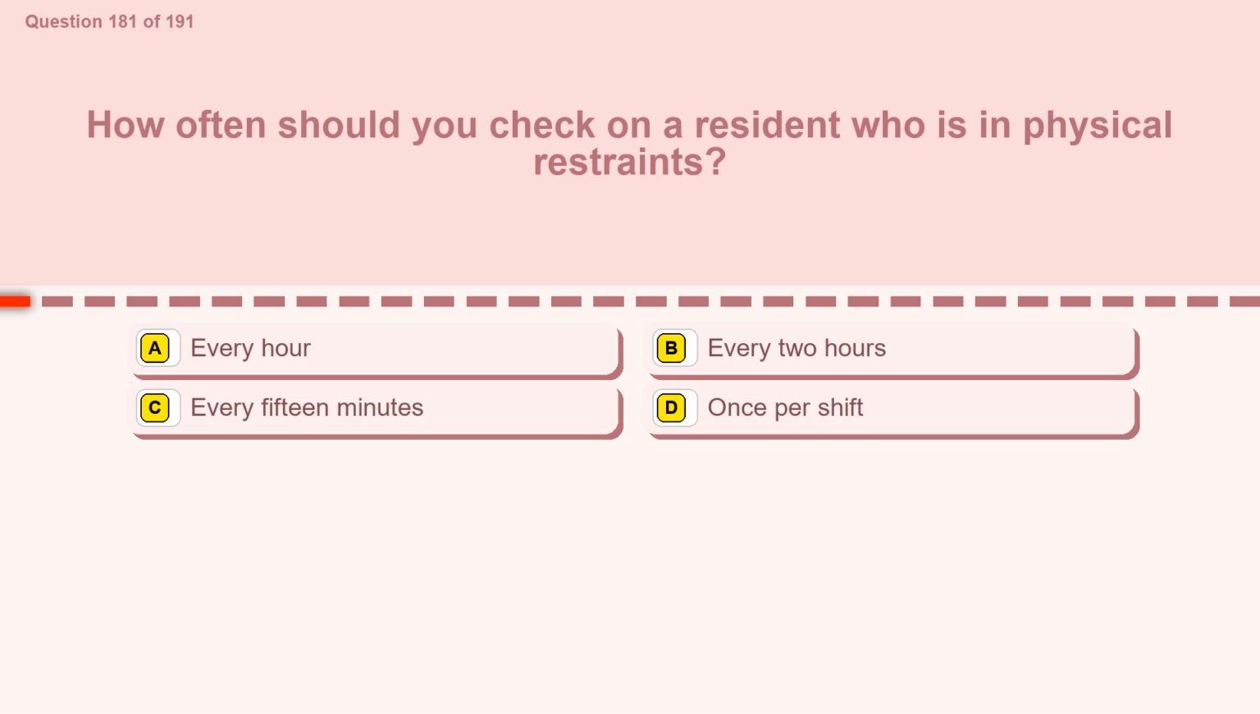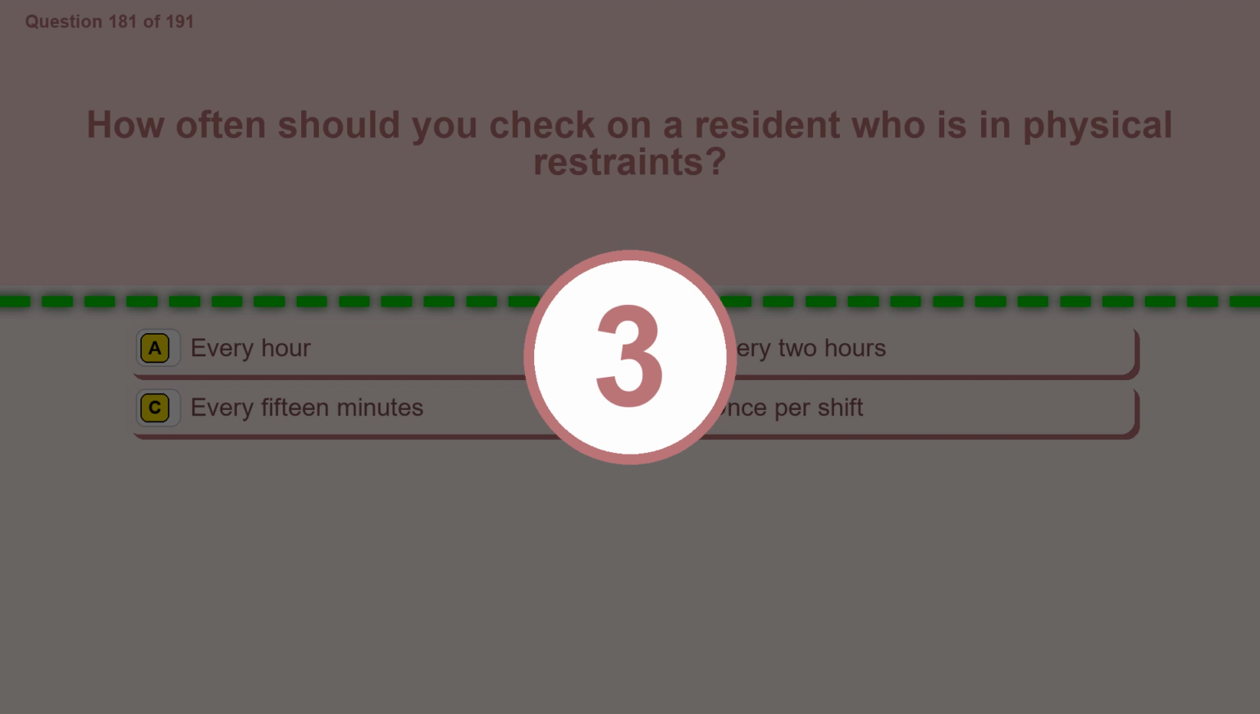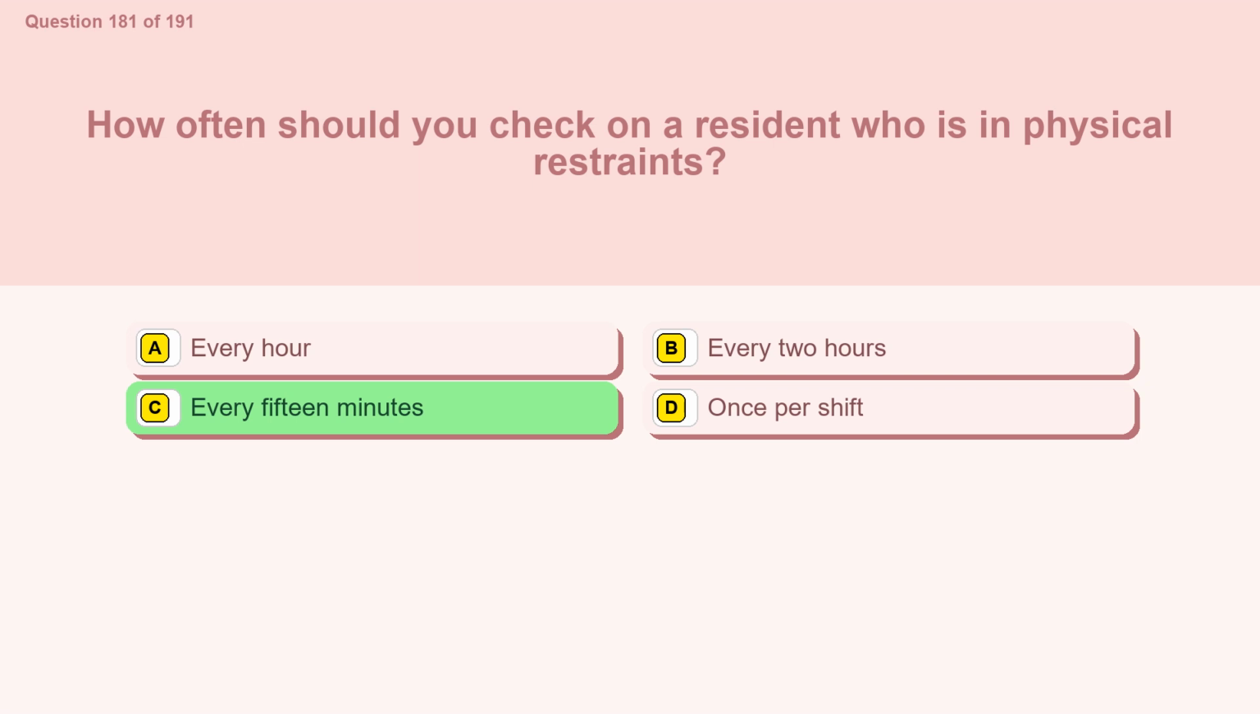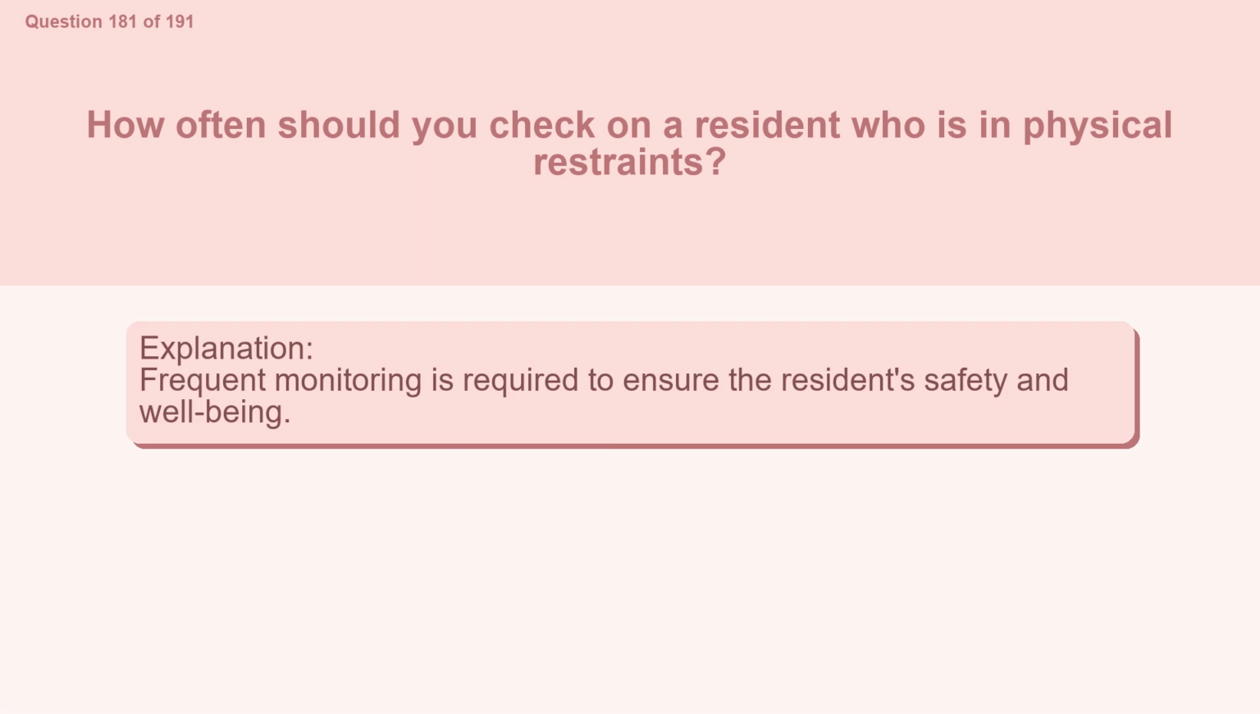Question 181. How often should you check on a resident who is in physical restraints? Option A, every hour. Option B, every 2 hours. Option C, every 15 minutes. Option D, once per shift. The correct answer is option C, every 15 minutes. Frequent monitoring is required to ensure the resident's safety and well-being.